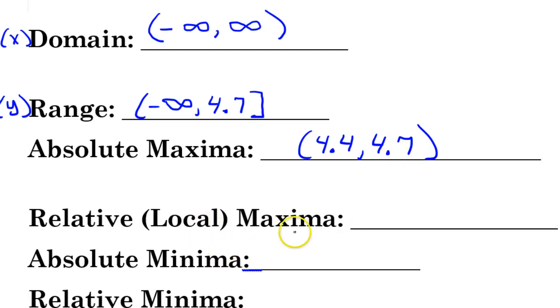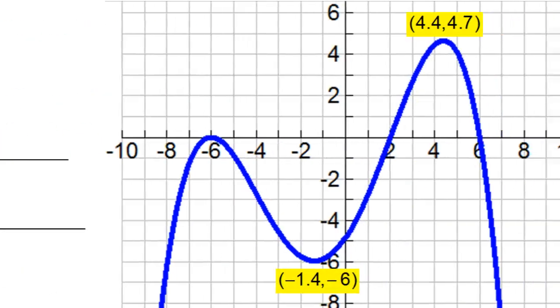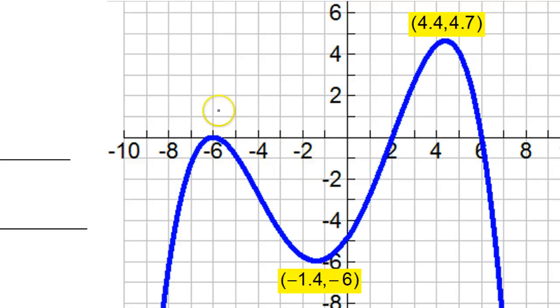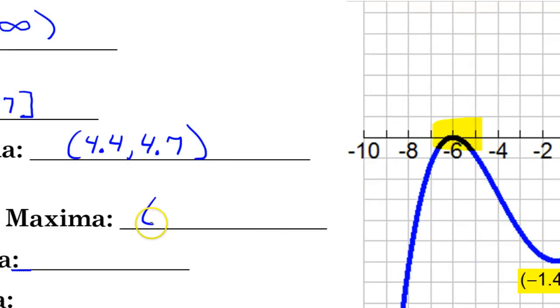What about local or relative maxima? Okay, so this spot right here is the top of its little hill. Even though it's not the highest point on the graph, because it's the top of this little hill, it is a local maximum. So that is negative 6, 0. Alright, or you could just put 0 if you wanted to.